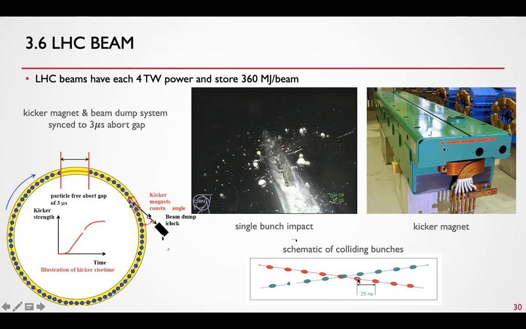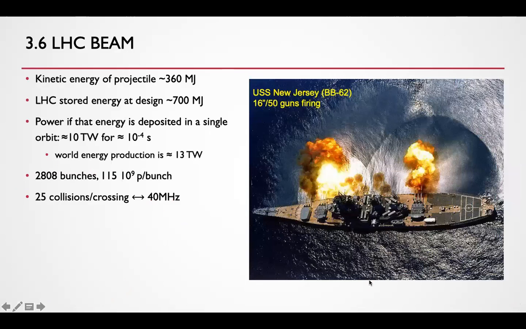Okay, the bunch spacing of the bunches in the LHC is 25 nanoseconds. So every 25 nanoseconds, a bunch comes along. We'll discuss the consequences of that. Let's look at the beam a little bit more. 360 megajoule. Design stored energy is 700 megajoule or something. If you could stop the beam, it would deposit 10 terawatts, and the 2015 world energy production was 13 terawatt.